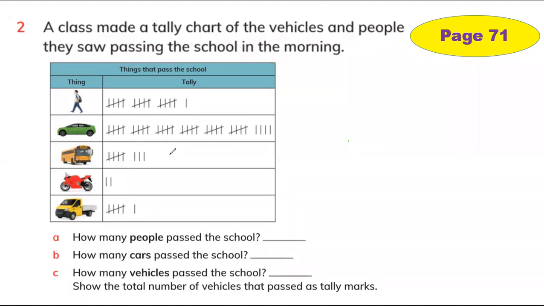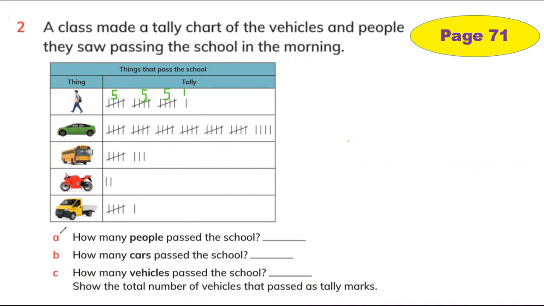So the students made this Carroll diagram. Here are the things and here are the tallies, right? On my left, there are the things like people and the vehicles like car, bus, bike, and lorry. And here are the tallies that show how many. Here is the 5, here is the 5, here is the 5, and here is 1.